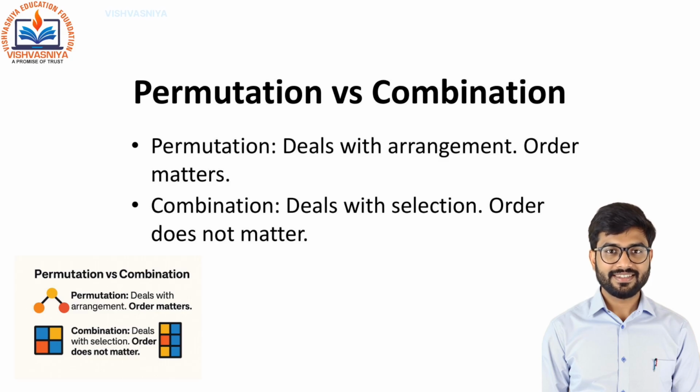In mathematics, permutations and combinations help us count how many ways we can arrange or select things. These are part of a larger field called combinatorics. Permutation deals with arrangement. Order matters. Combination deals with selection. Order does not matter.